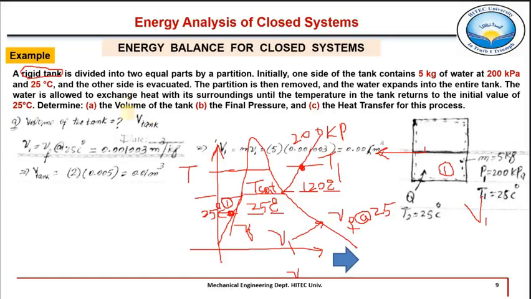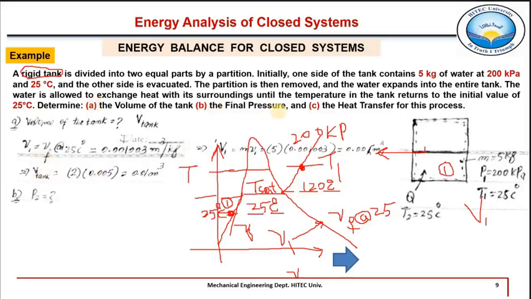So you can see how we have calculated the volume of the tank by first calculating the volume of this water, which is present in half of the tank, and that was all liquid, compressed liquid water. Right. So that is shown here, and that is calculated. That is part A, to calculate the volume of the whole tank.